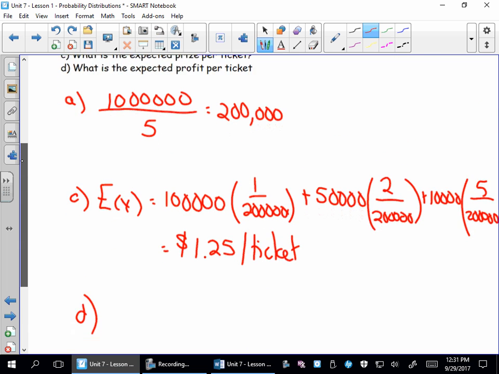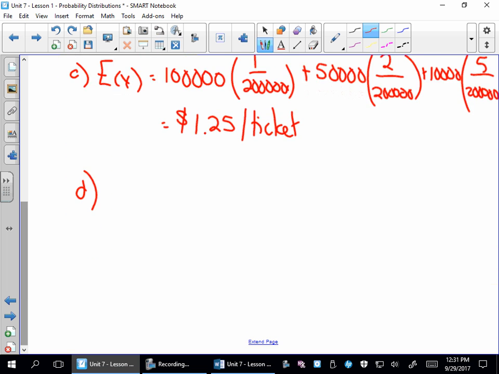What is the expected profit per ticket? They sell tickets for $5 each, and they expect to give out $1.25 per ticket. So our profit will be the difference between those two things. How much is coming in, the $5, minus what's going out, the $1.25 on average per ticket, means that the company is making $3.75 per ticket.